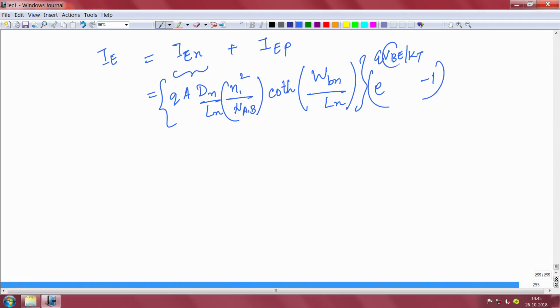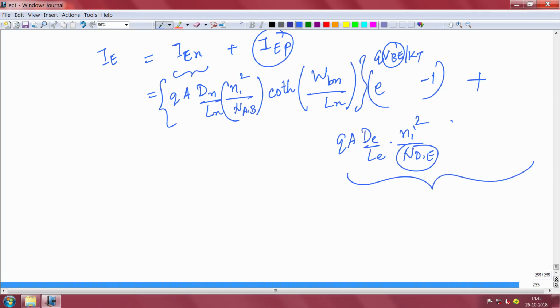That is the forward bias voltage that you are applying. Of course, it depends on the voltage. If you don't apply voltage, you will not get any current. Plus this component, which is basically easy, an exponential decay, QADE by LE, because these are the holes that are decaying in the emitter, into Ni square by the emitter side doping. You can increase the doping and make this quantity very small, that's the idea, into e to the power QVBE by KT minus 1.